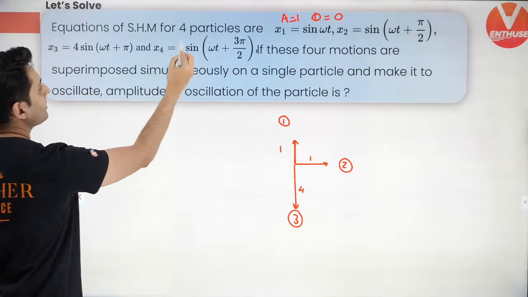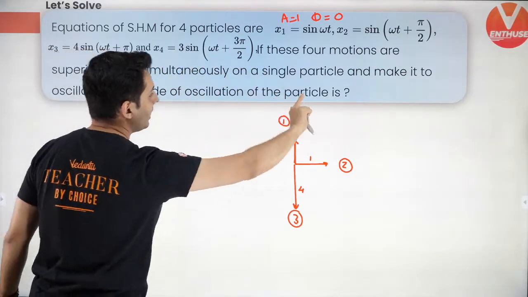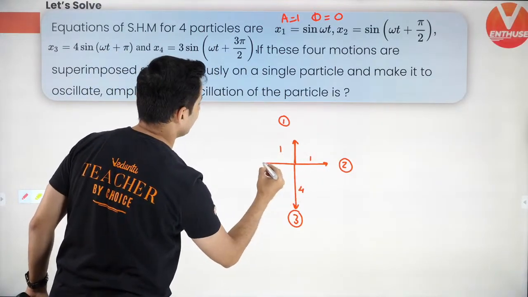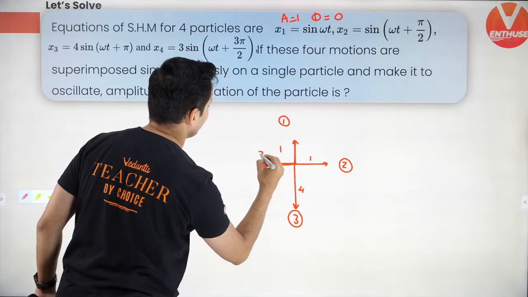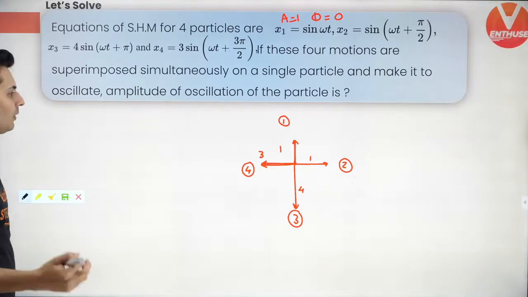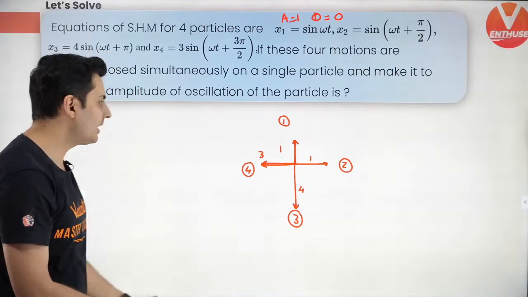And lastly, this is having magnitude 3 but angle is 270 degrees. So it will be somewhere over here, guys. This is having magnitude 3 and this is my vector number 4. So you just have to find the resultant of all of them. Take care of them individually, guys.